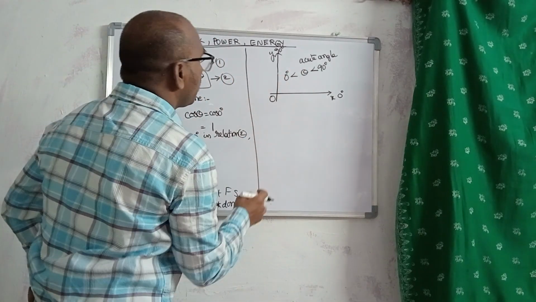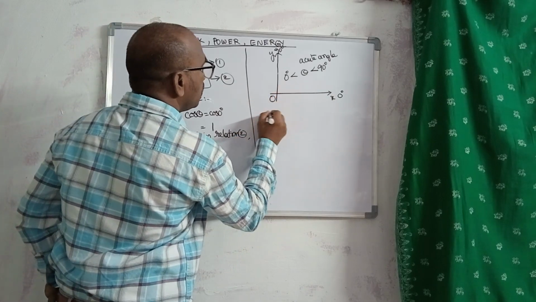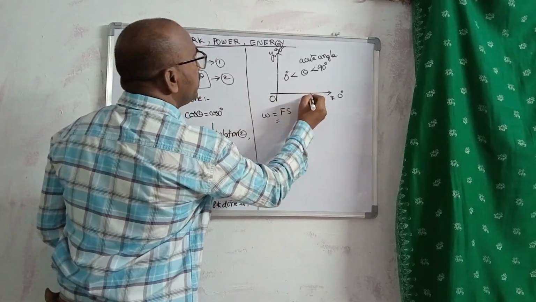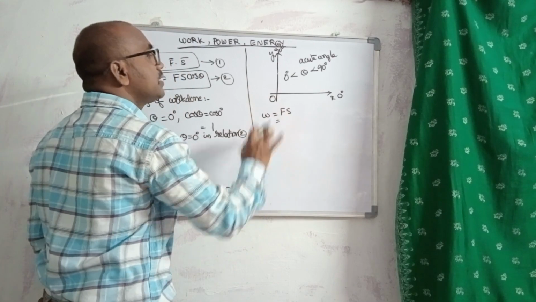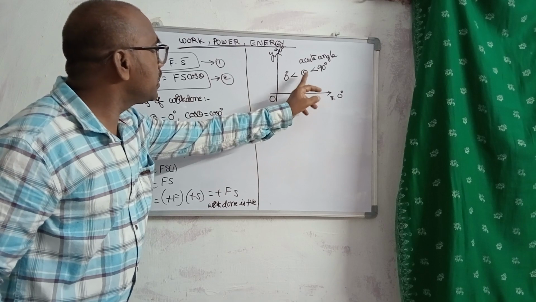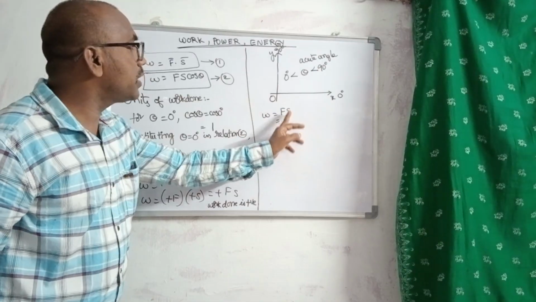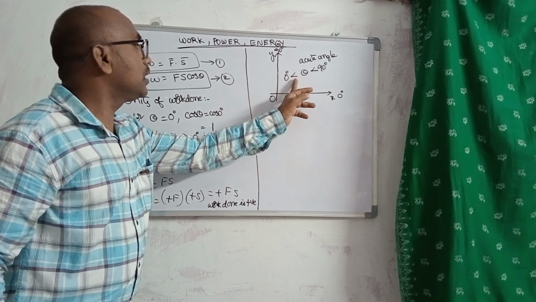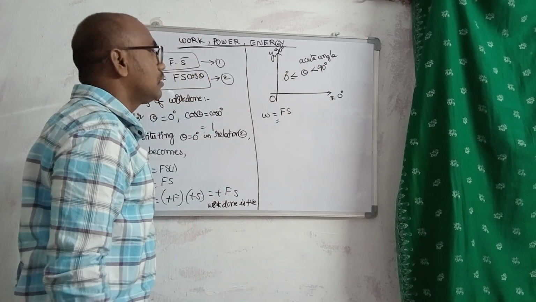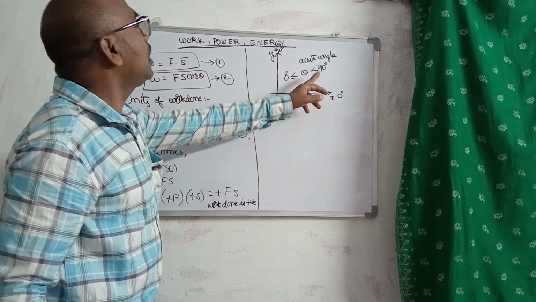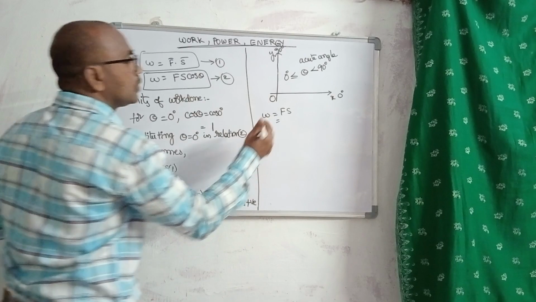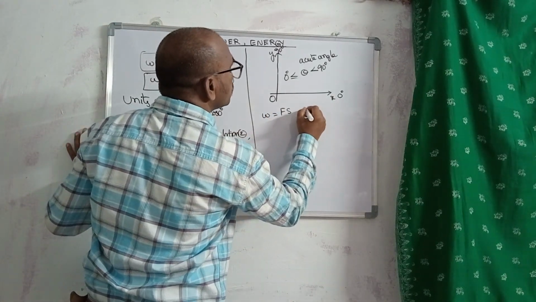So now in this case what happens? W equal to Fs. Here F is positive, S is positive. So if the angle between the force and displacement is an acute angle, that means theta equal to 0 or more than 0 and less than 90 degree, then what about work done? Work done is positive. So in this case work is positive.